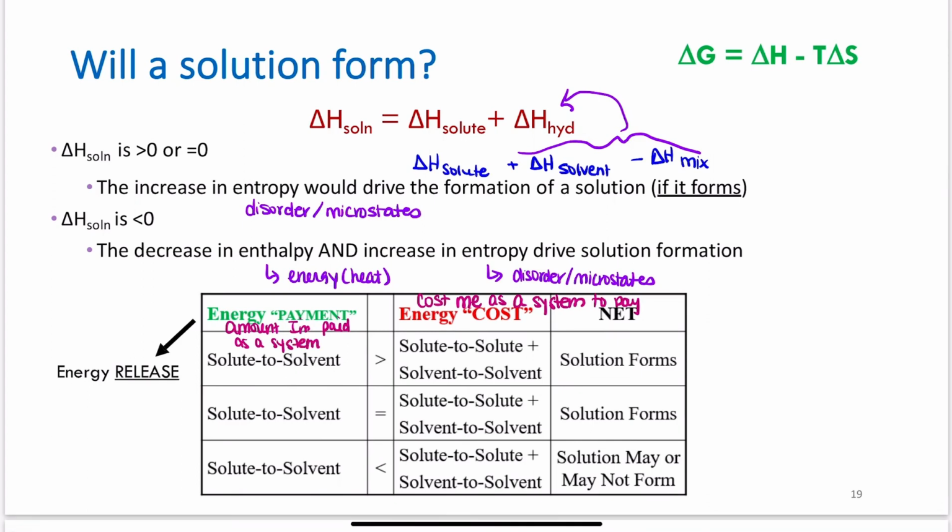So if the amount paid to me is greater than the amount I paid, my solution will form. If the amount paid to me is equal to the amount I paid, the solution will form. If the amount paid to me is less than the amount I paid, the solution may or may not form. It depends on the solution. If it does form, however, it is due to an increase in entropy, which is the disorder, microstates.